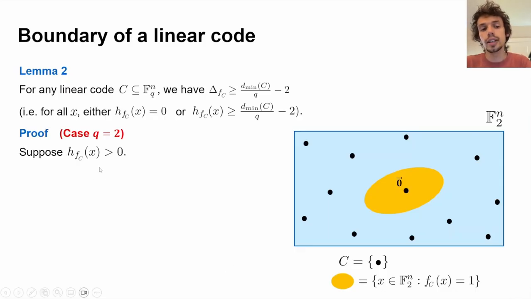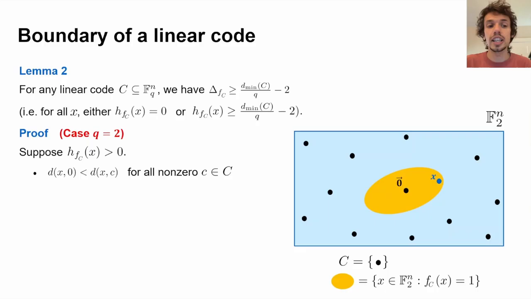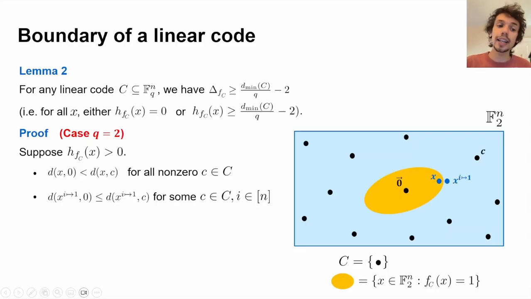So suppose that we have a point x where the boundary function hf is non-zero. Right? We want to show that if the boundary function is non-zero, then it's very large. So suppose it's non-zero, that means two things. First, it means that x must be in the region of decoding success, right? So fc of x must be 1. And second, it means that there must be a neighbor of x that is outside this region of decoding success.